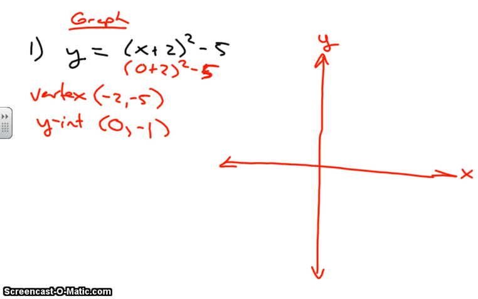Is this opening up or down when you look at this term here, the A term? What is the A term? That's a 1 out there. Okay, so there's an invisible coefficient of 1. It's positive. This is opening up. Okay? So we plot the vertex at -2, -5. And then we have a y-intercept at 0, -1.